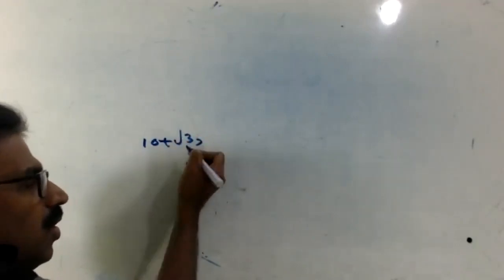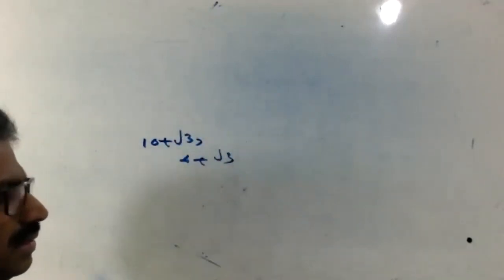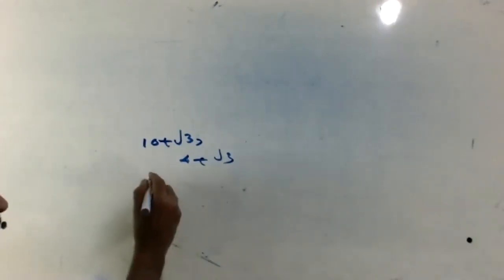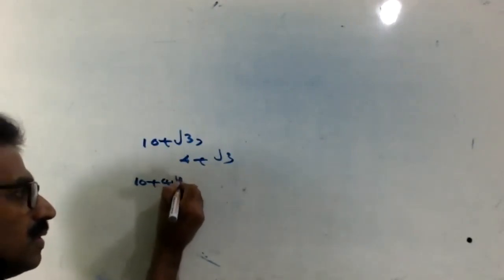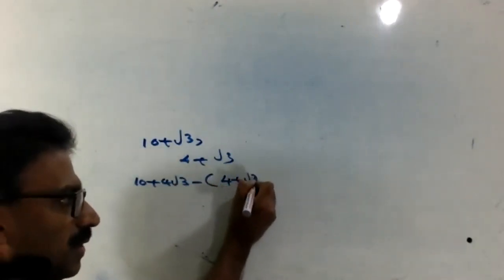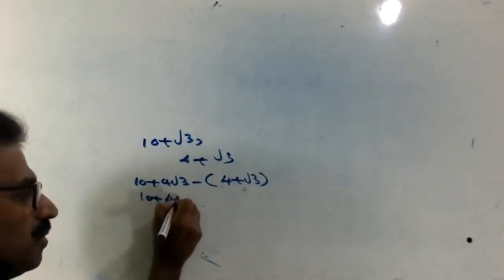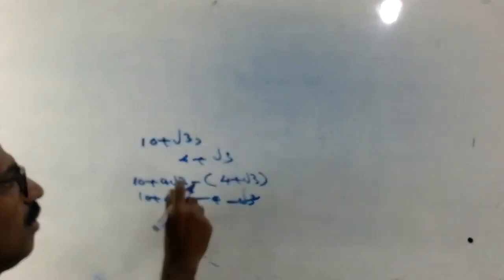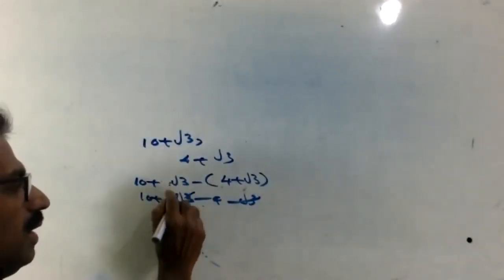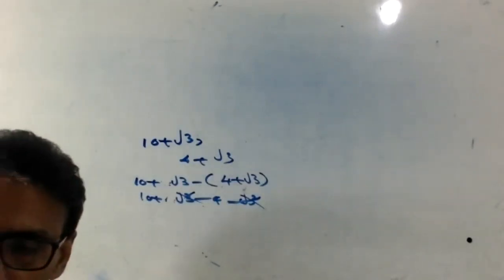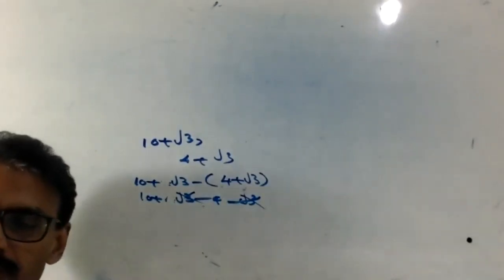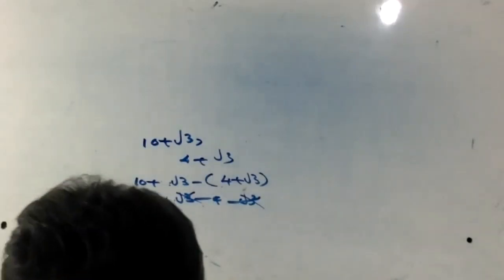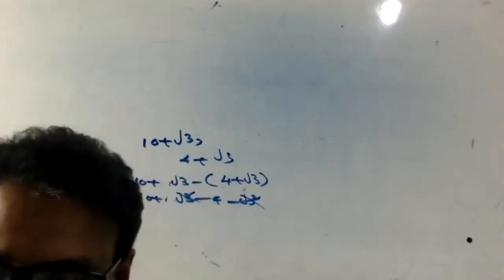10 plus root 3, comma, 4 plus root 3. What is this? 10 plus root 3 minus of 4 plus root 3. That is 10 plus root 3 minus 4 minus root 3. Root 3 cancels. 10 minus 4 is 6. Like this. Okay. Clear or not? Now write your own another example.